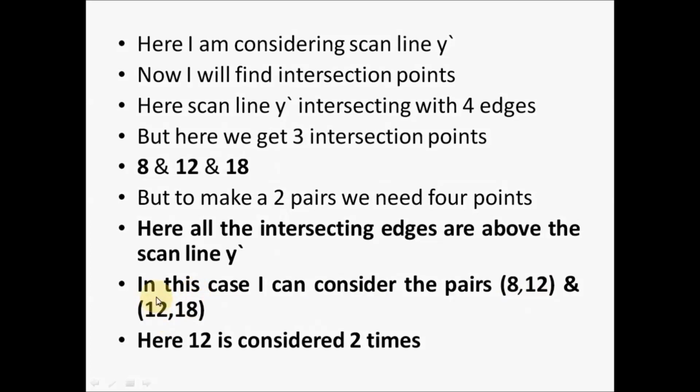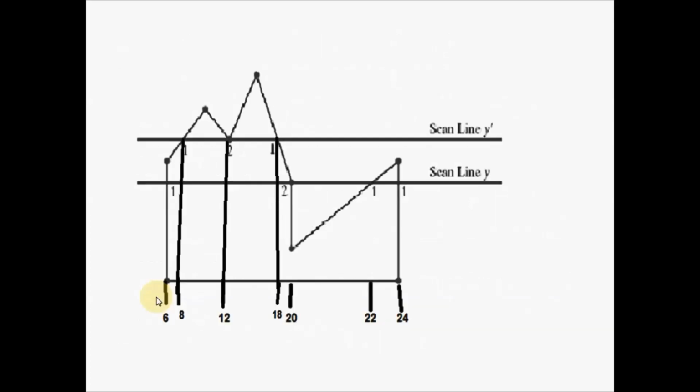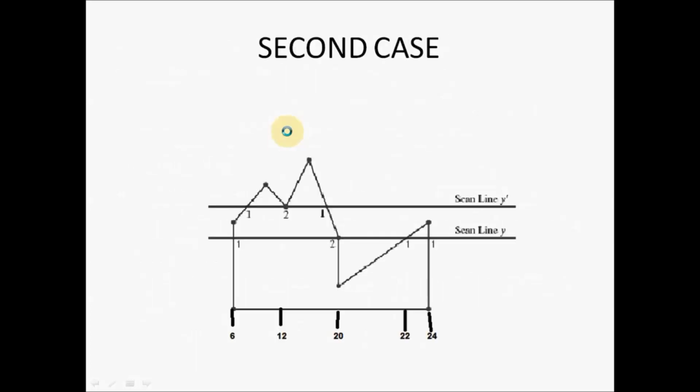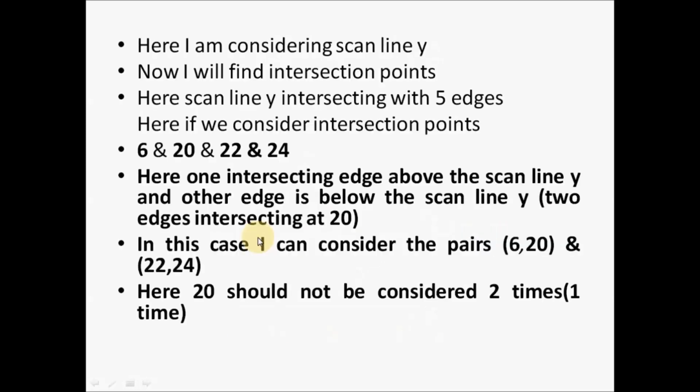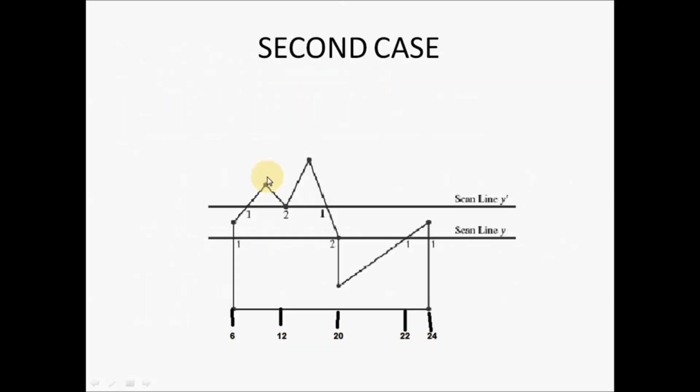Getting, guys? So in this case, when all the edges are on one side of the scan line, here 4 edges, you have to do like this. This is the first case. Now what is the second case? To explain the second case, I am considering the scan line y. In the first case I considered the scan line y dash. Now I will find the intersection points here.